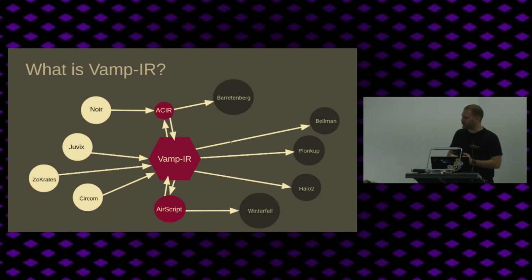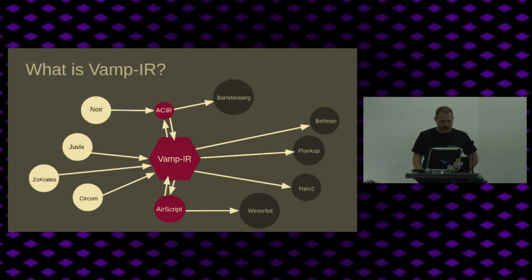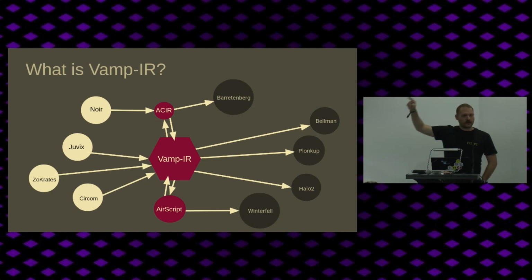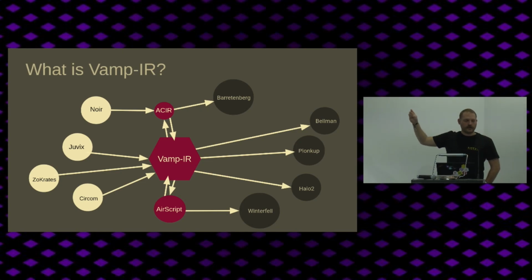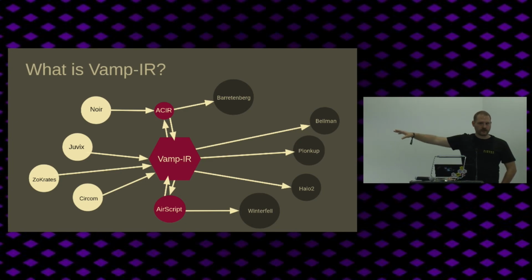What is VampIR? This is kind of an aspiration here. We can have VampIR as an IR. The white circles are front-end languages, ZK languages. You are probably familiar with Socrates and Circom. They've been around for a while. Noir is from Aztec. Heliax has a language called Juvix, which we're going to use as a front end for circuits. And so you can start from any of those front-end languages that you see there. And there's a path to VampIR, and then there's a path out of VampIR to any of the backends, which are the black circles on the other side.